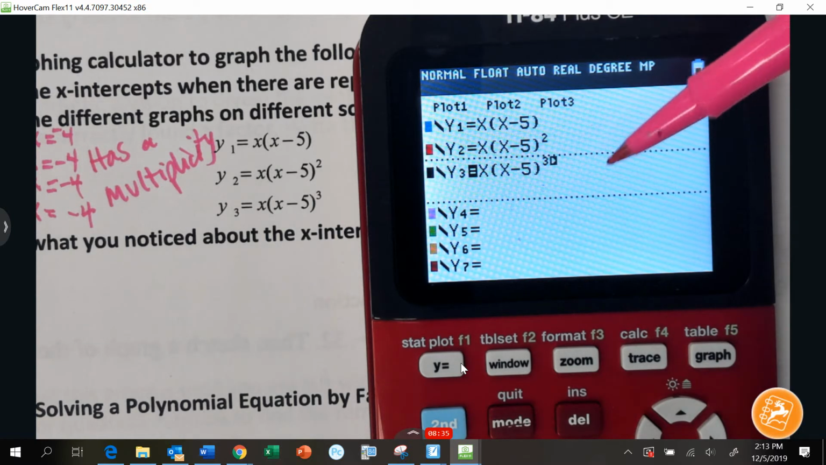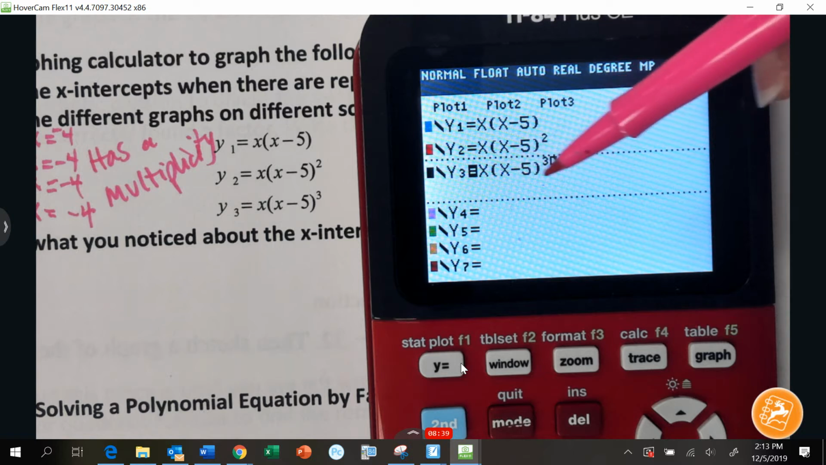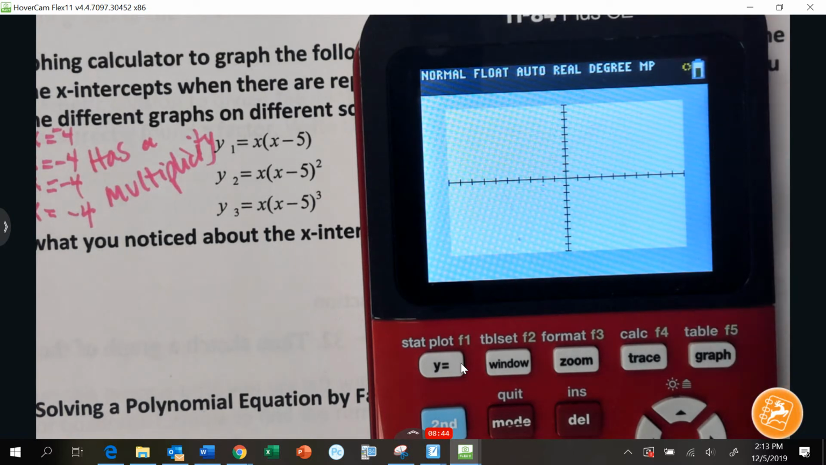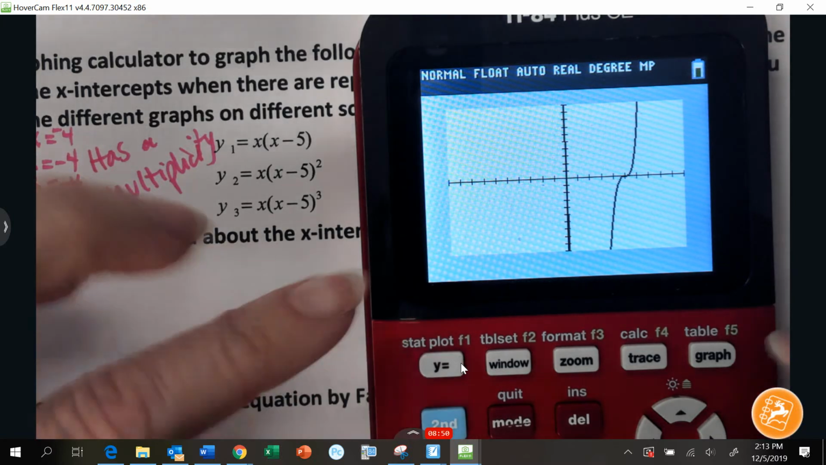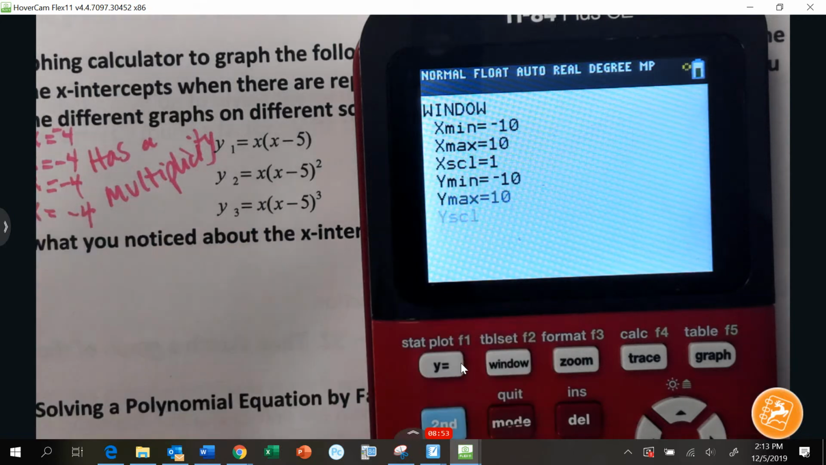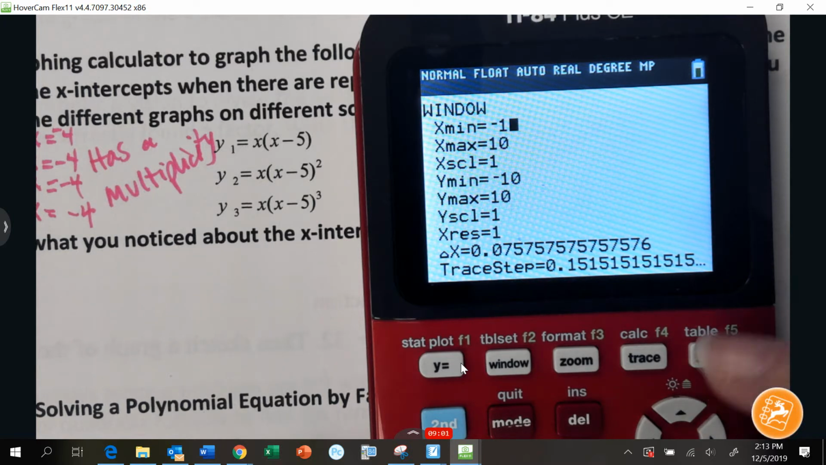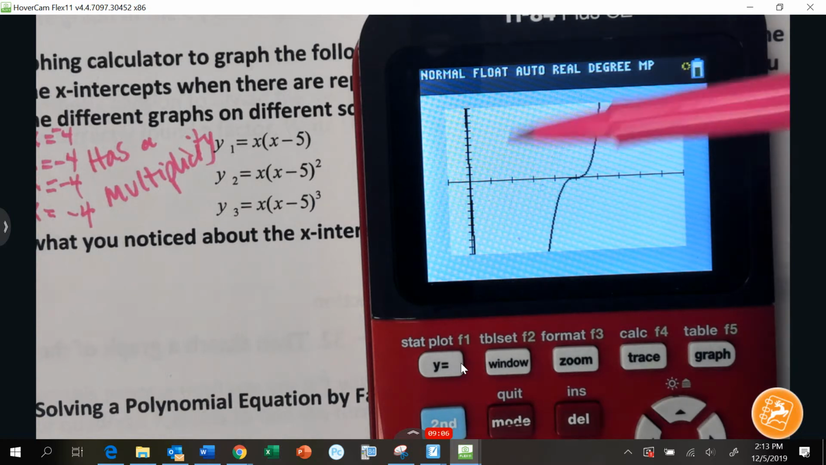So what is the degree? Before I graph this, the degree is going to be 4. So it's going to have an end behavior of both ends going up. Here, if I change my window, it'll be a little bit easier to see. You guys don't have to change your window due to time, but I'll change it just to make it a little bit easier for you to see it. It didn't help that much, but it helped a little bit.